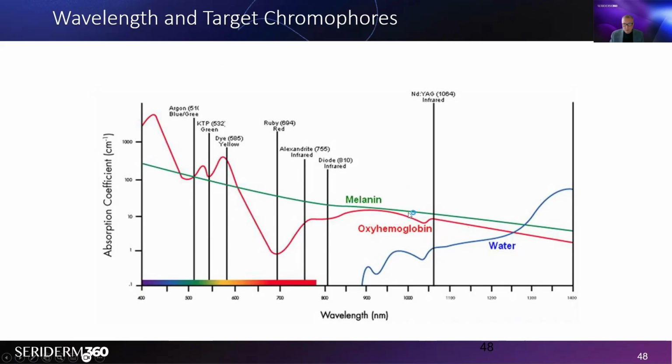Now, when you look at the Nd:YAG, you can see there's an absorption coefficient of around 10 in blood and 20 in melanin. Okay, so it is more highly absorbed in melanin, but the absorption is so low in melanin that this laser becomes a really safe laser to use on darker skin types.